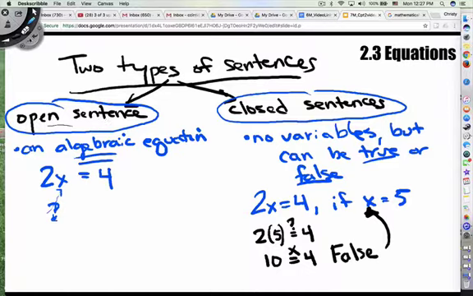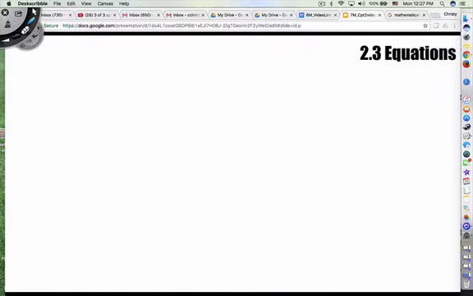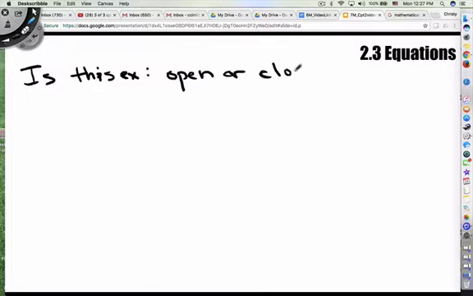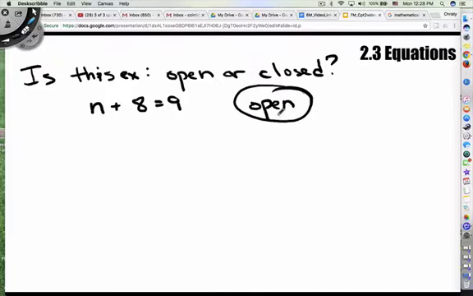A type of question that you might get on the homework is this example: open or closed? And then you would say n plus 8 equals 9, and you would say it is open, right? It's an open one, and so it can't be true or false. We've looked at another example, so I don't have to repeat, I guess.